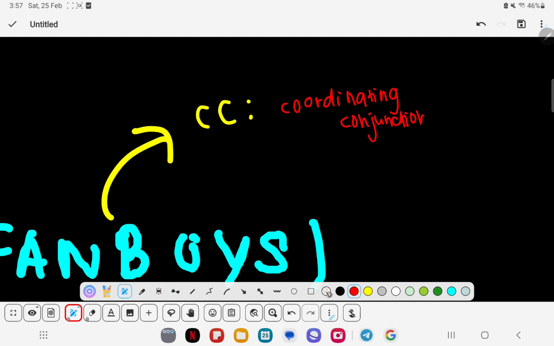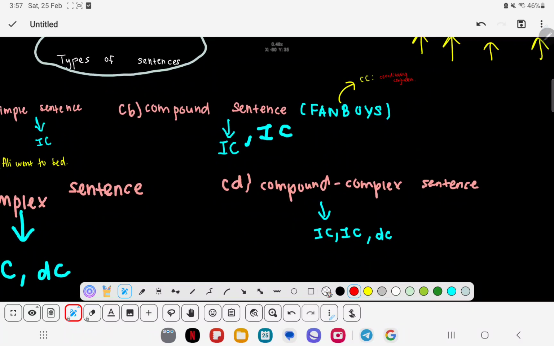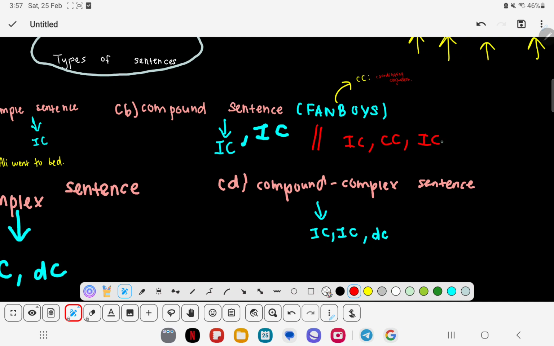Conjunction. Okay. It is normally CC, IC, IC, IC, or it can be IC, CC, IC. This is what is commonly used for compound sentences. Alright, the red one here. This is what is common compared to IC, IC. You will normally see IC, CC, IC.